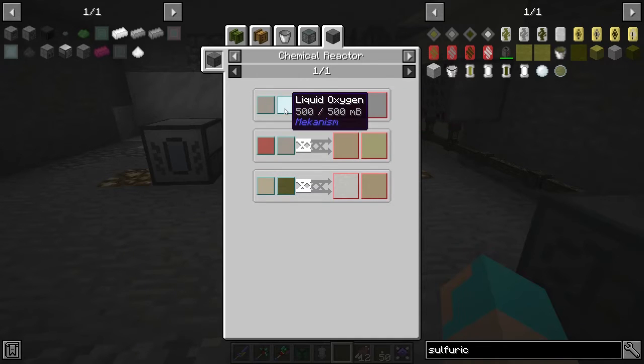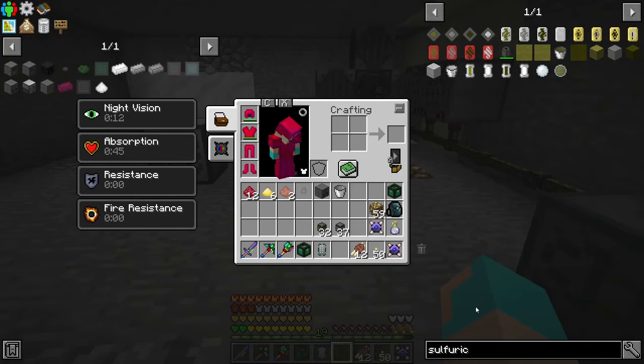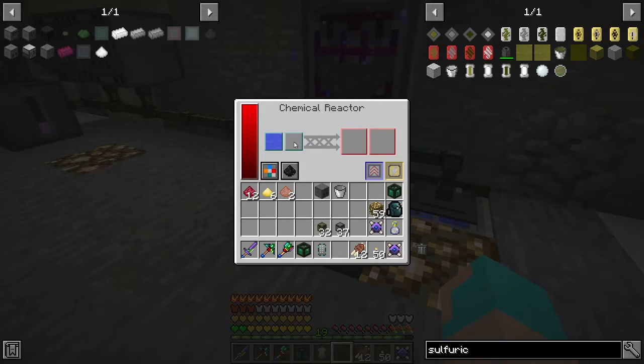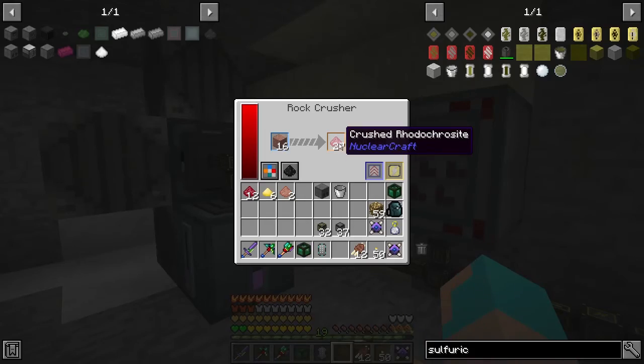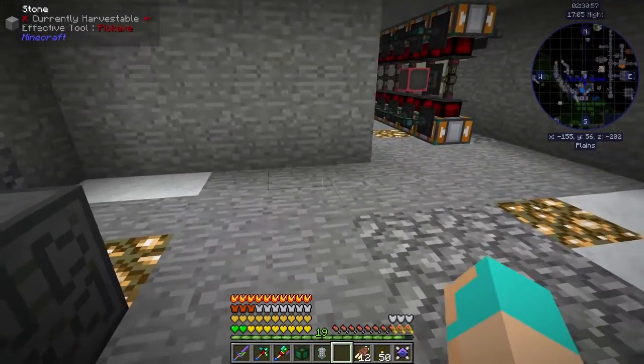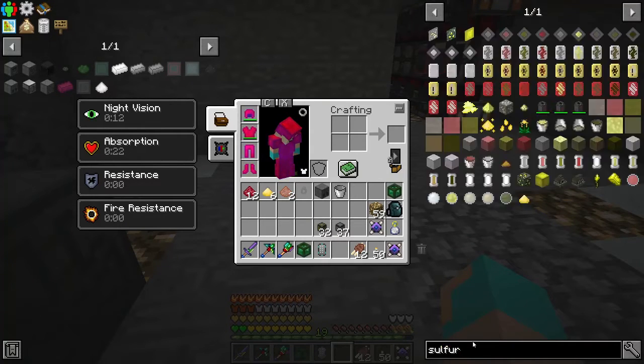Sulfur trioxide and nothing. Oxygen and sulfur dioxide. Sulfur dioxide. Wow, okay. So this is a huge rabbit hole. We need to bring in sulfur dioxide. Where are we going to get sulfur dioxide? I'm guessing it's sulfur and something else, right? Sulfur dioxide. Let's see, sulfuric acid, trioxide, dioxide.